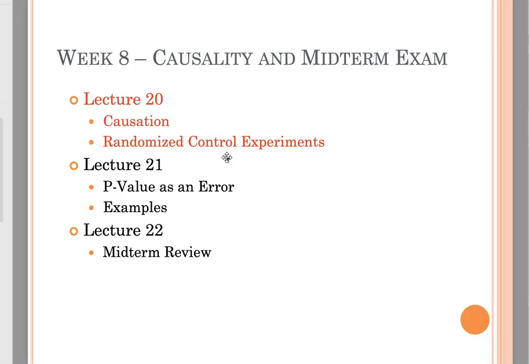So you can see after we finish this week's lecture, then you will have your midterm exam. The midterm exam will cover from Module 1 to Week 8. And this week we cover only 2 lectures. Today we talk about causality, so we talk about randomized control experiment. Next lecture we will talk about the p-value sometimes has error. Then we will provide more examples. The final lecture, actually we didn't cover more new stuff. We will do some midterm review to help you prepare for your midterm exam. Midterm exam will be on Monday in week 9.